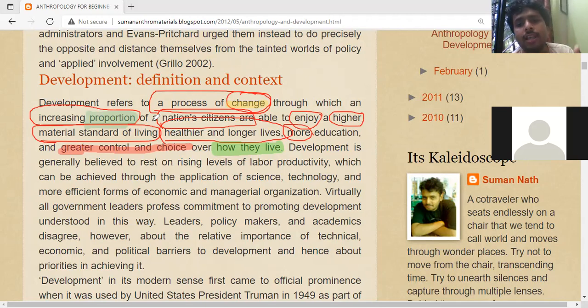তার মানে হচ্ছে over the years an increasing proportion of a nation's citizens, একটা দেশের সিটিজেনরা will be able to enjoy a higher material standard of living. Higher material standard of living বলতে আমরা কি বোঝাচ্ছি? আমরা বোঝাচ্ছি আগে তাদের লাইফের যে স্ট্যান্ডার্ড ছিল, earlier the standard of life they had will change and they will have a better material standard of living.